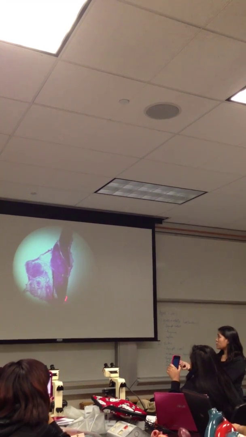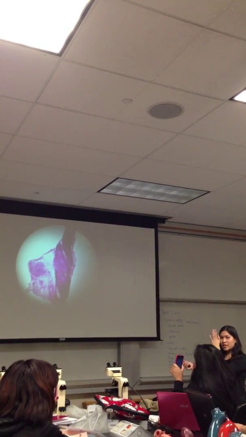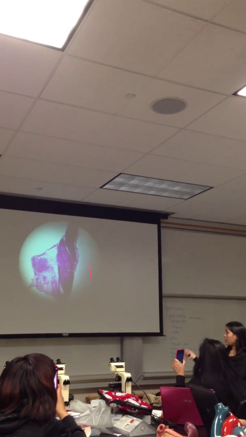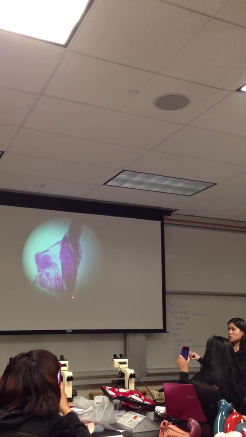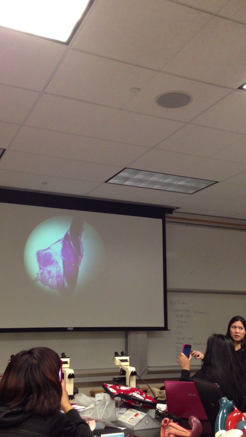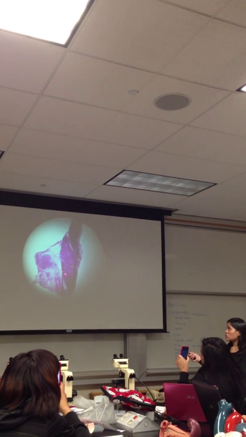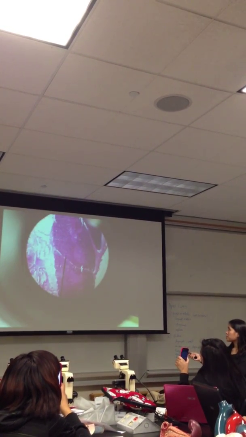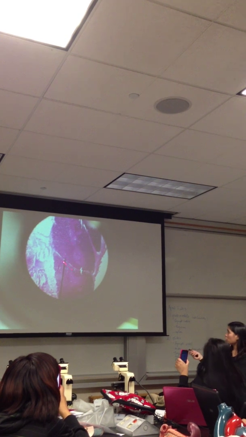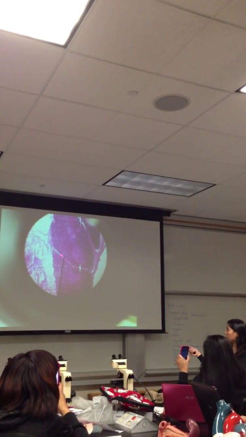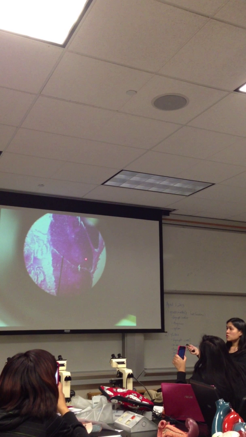This is just a different orientation, but same thing. You have the capsule and you have the septations. Usually it's very darkly stained because it's very dense, so you're going to see a lot of T cells. This is just a closer view of that, and again, you have the lobular septations.